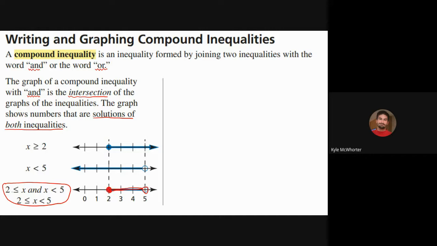And so there's two ways to write it. You could write it x is greater than or equal to 2, and x is less than 5. Or you can write it as what we call an in-between statement, which is this one down here: 2 is less than or equal to x, which is less than 5. So that's the "and," that's the intersection.